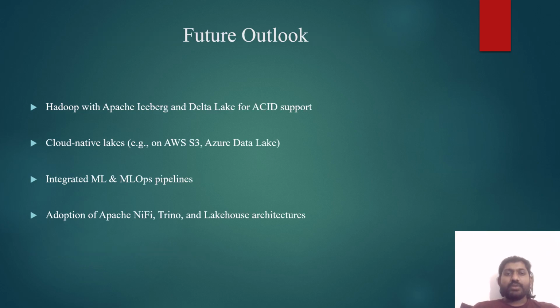Future outlook. The future of Hadoop-based data lakes lies in integration with next-gen tools and cloud infrastructure. Projects like Apache Iceberg and Delta Lake bring ACID transactions, schema evolution, and time travel to data lakes, bridging the gap between lakes and warehouses. Hadoop can now work with cloud-native object storage such as AWS S3 and Azure Data Lake Storage. Apache NiFi and Airflow improve orchestration and data pipeline management. Lakehouse architectures are also gaining traction, combining the flexibility of data lakes with the performance of warehouses. Hadoop's core components are evolving to stay relevant in this hybrid ecosystem.